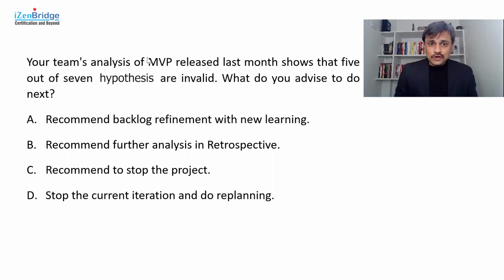Your team's analysis of the MVP released last month shows that 5 out of 7 hypotheses are invalid. Risky place, yeah? What do you advise to do next?